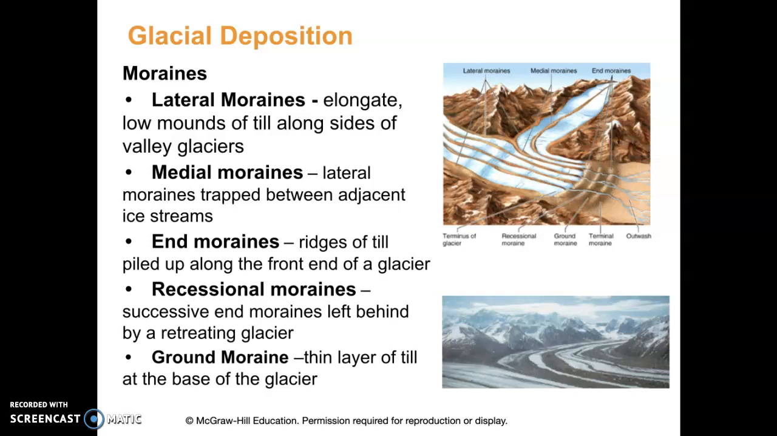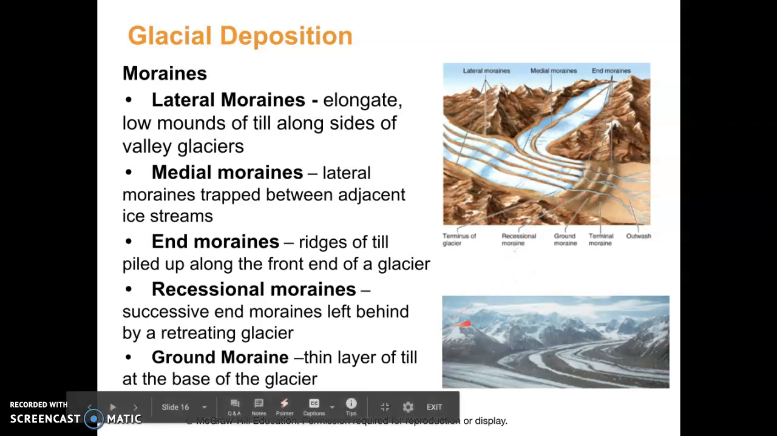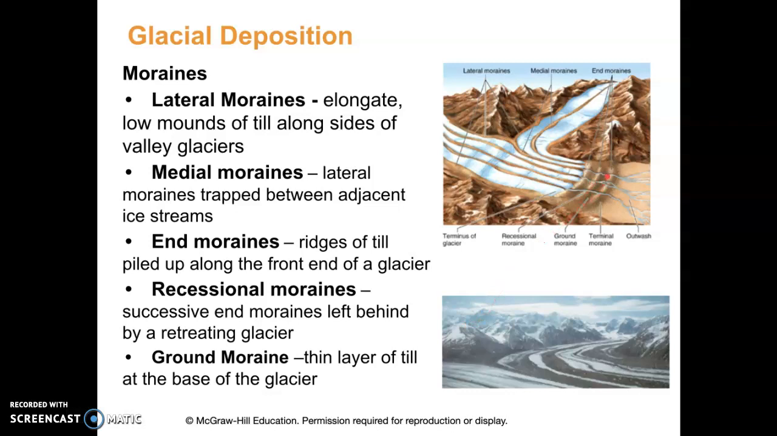And then recessional moraines are successive end moraines. And so we have, at one time, the glacier pushed up this material and created this end moraine right here. And then as the glacier receded, it pushed up another mound, and it's currently pushing up this mound right here. So those are recessional moraines. And then the ground moraine is a thin layer of till at the base of the glacier. And so that's just in that area also.